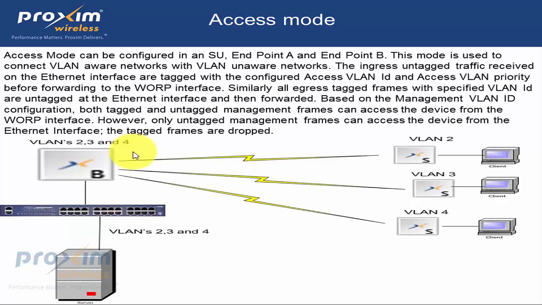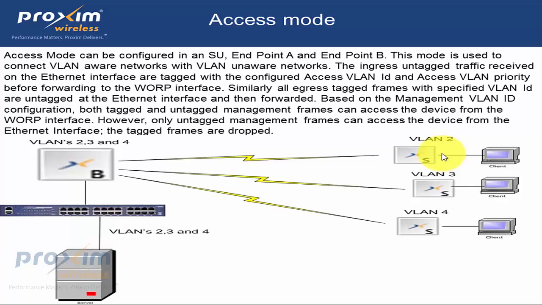So what we have here is a Tsunami MP, point to multi-point. We have a base and 3 satellites over here. Our VLAN switch is configured for VLANs 2, 3, and 4. The base station is in trunk mode, and in the VLAN table it has VLANs 2, 3, and 4. Now each one of these subscribers is in access mode, because what's connected to it is not VLAN aware.